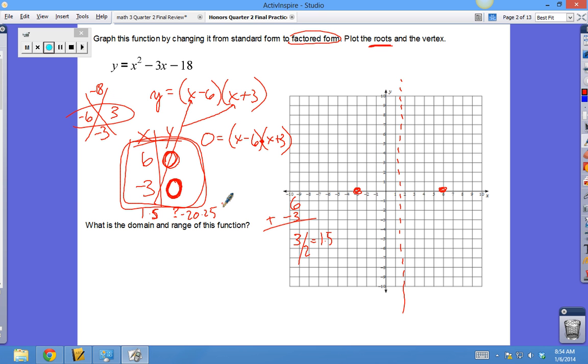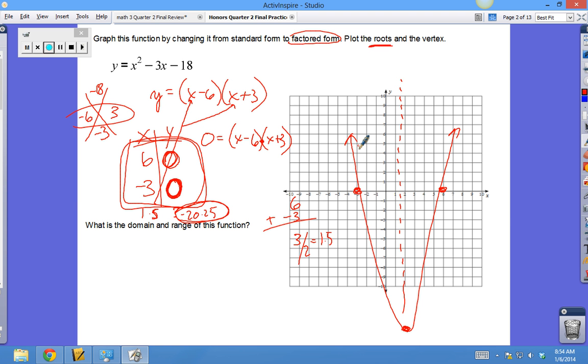And if you want to double check, if you think that might be a little too big or something, plug it into this one. And if you get the same answer, then you know 100% you're right. So I'm just going to go with this, I'm right. So I'm going to go over to this 1.5, down 20.25, which is off the graph. And my parabola is going to look like that.